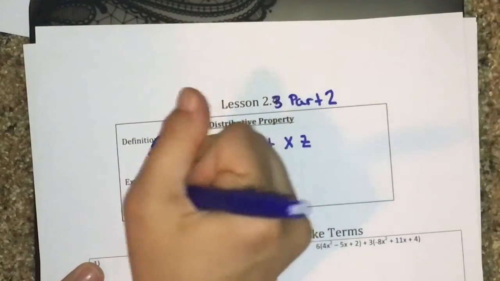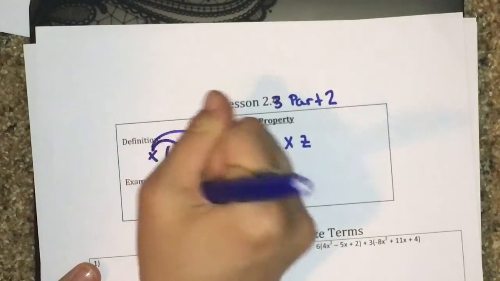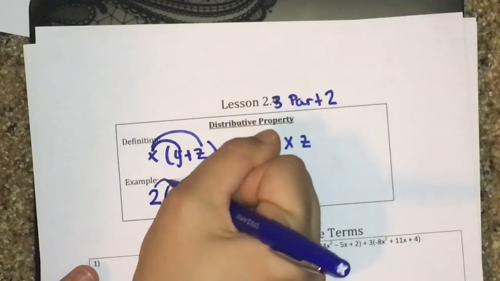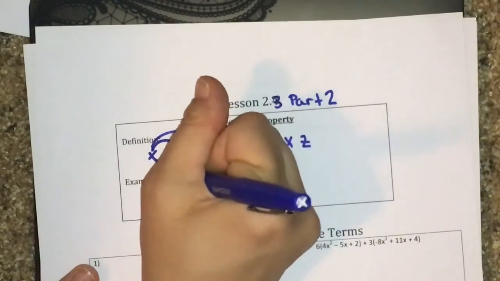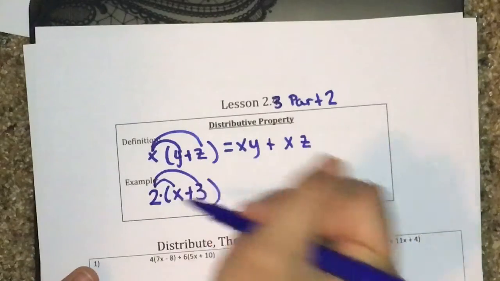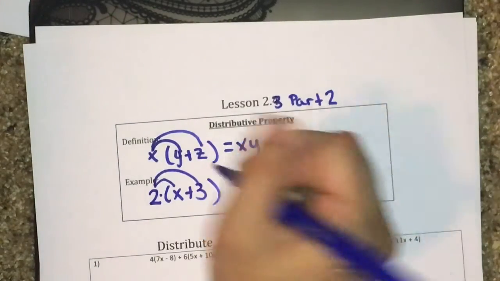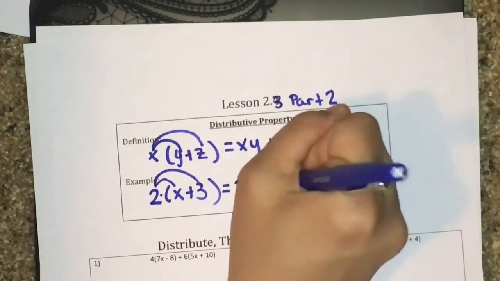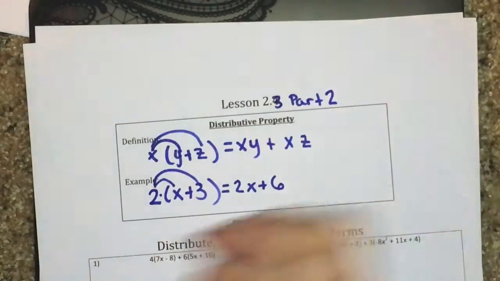An example of this with real numbers would be 2 times x plus 3. 2 distributes to the x. The 2 also distributes to the 3. Remember, there's multiplication in between the 2 and the parenthesis. So 2 times x is 2x. 2 times 3 is 6.